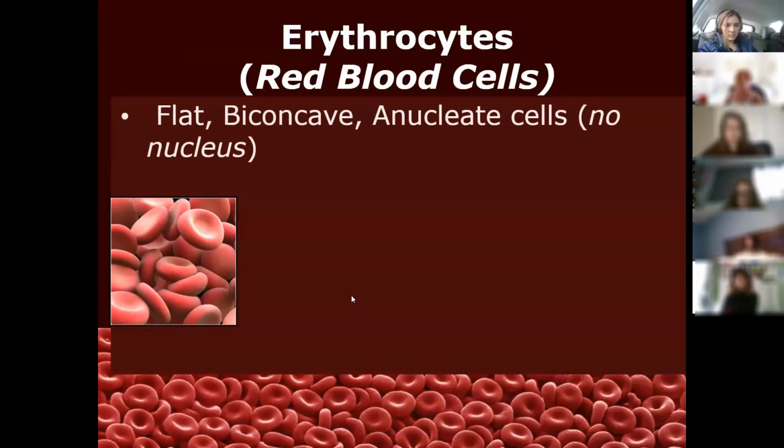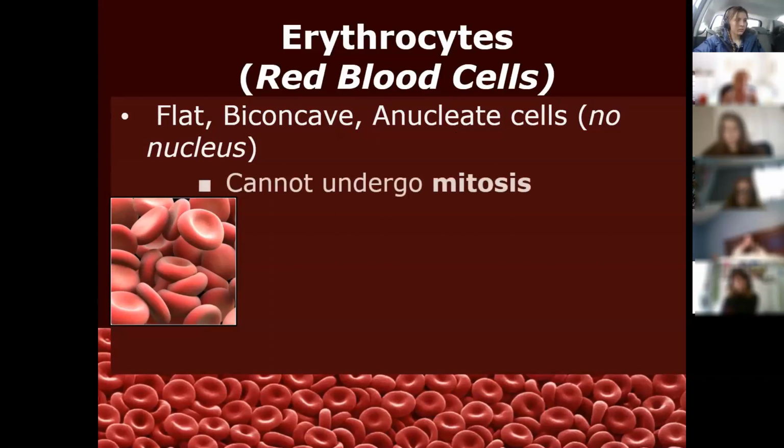Description, this you'll see on the quiz, flat, biconcave, meaning that it's curved inward on both sides. Anucleate, a meaning not or without, nucleus. So we find structure meets function, right? So this cell is created to have a high surface area, like folding in the brain, increased surface area. Take away the nucleus so you have more space to carry hemoglobin and to carry oxygen. And that's the job of the red blood cell.